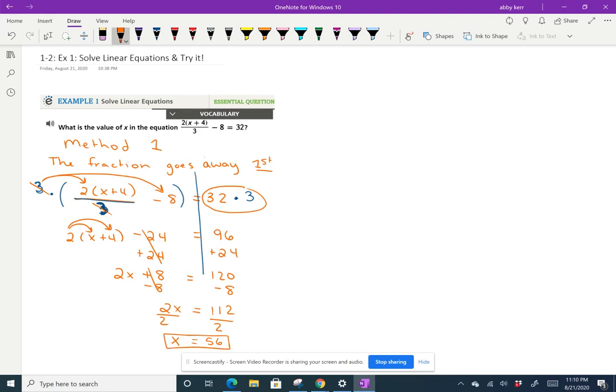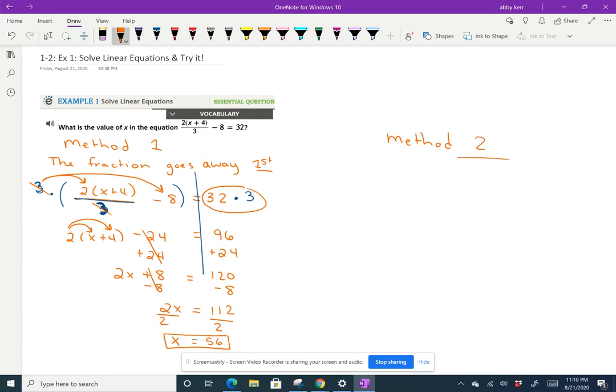Now, method 2, and you don't have to do both ways. As long as your work is nice and organized like this, where each step has whatever you do to the left, you do to the right, we are fine with.